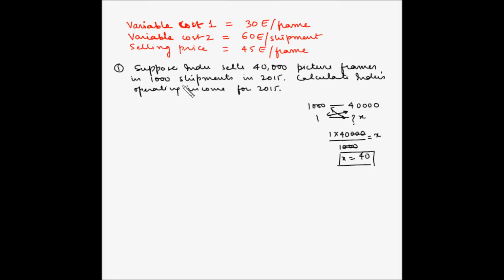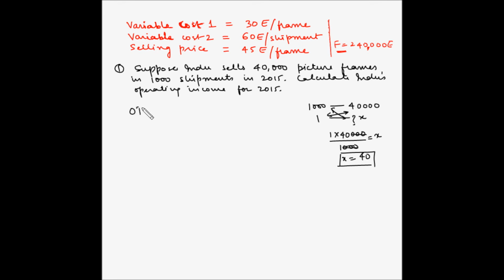So in each shipment there are 40 picture frames, and we have been given that the variable cost number 2 is 60 euro per shipment. That means that for every 40 picture frames, the variable cost number 2 is 60 euros. Now we have also been given the fixed cost, which I have noted here, which is 240,000 euros for the year 2015. So for the first requirement, let's note down the formula for calculating the operating income.